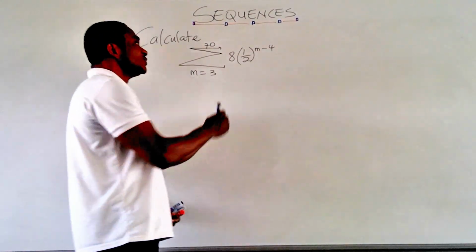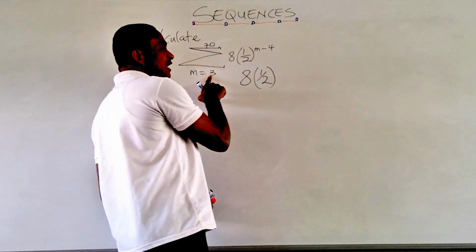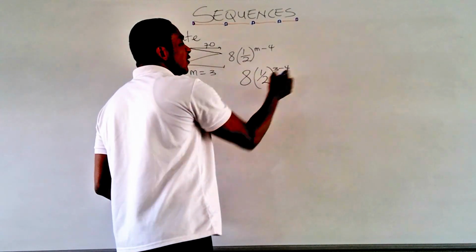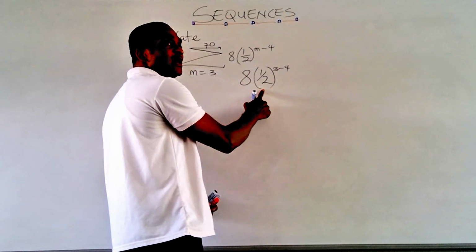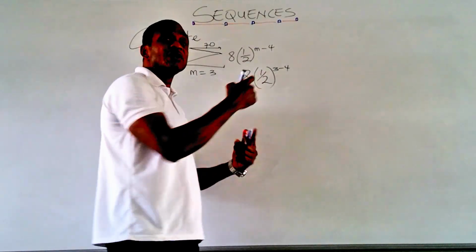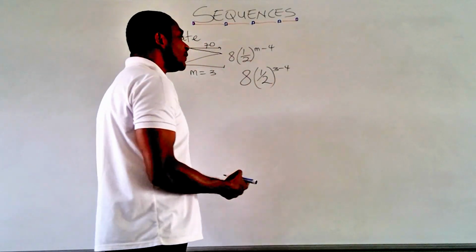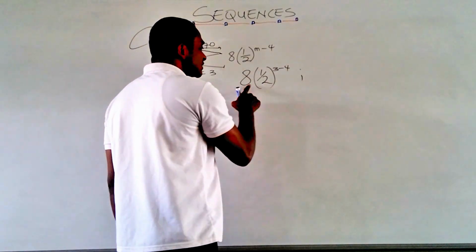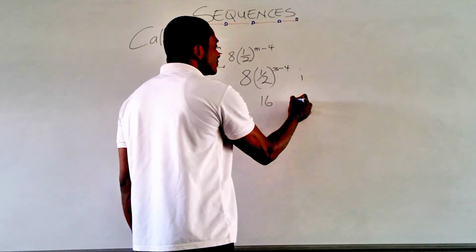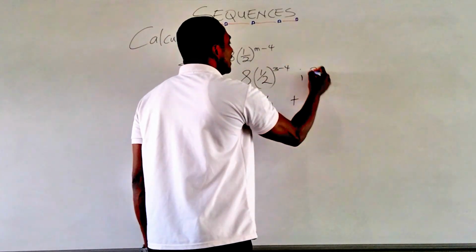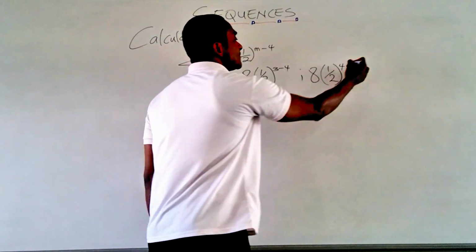Same approach. We have to plug in here 1/2. It starts from 3, so we have 3 minus 4, which is negative 1. 1/2 to the power of negative 1: according to the law of exponents, when you have a negative exponent, swap the fraction. It becomes 2 to the power of negative 1. So in this case, we have 8 times 2, which is 16 as our first term.